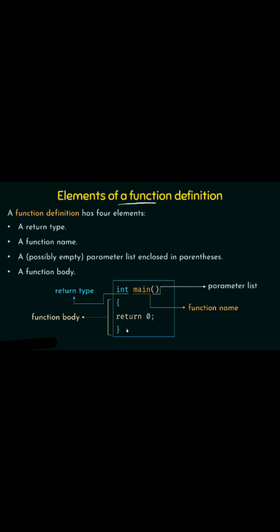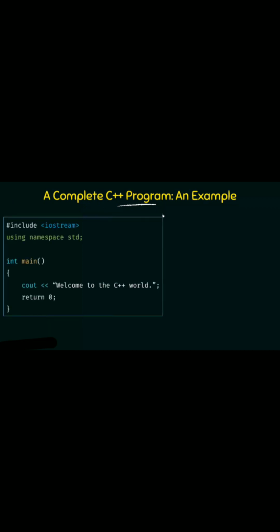Okay, but this is not a complete program. It is just a block of function that we have seen. We want to write a complete C++ program. So let's see, using these things that we have learned, how can we write a complete C++ program? Here we will see the example of a complete C++ program. In this block, I have the complete C++ program.